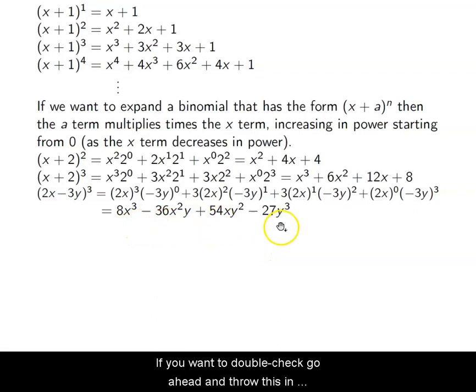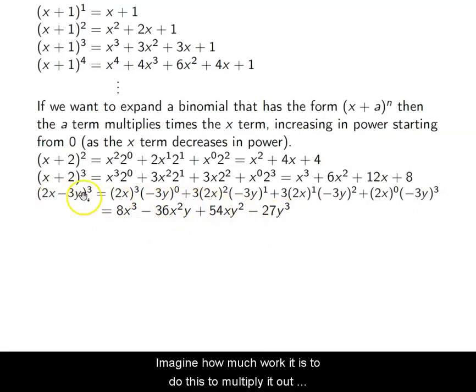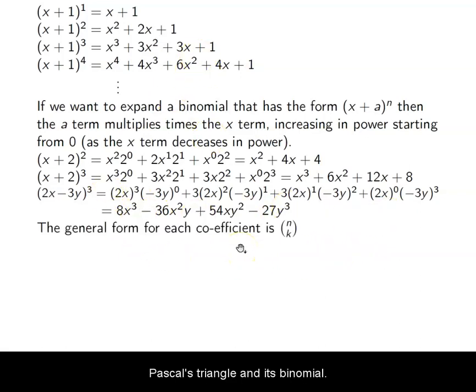And if you want to double check, go ahead and throw this in your calculator or whatever other program you guys generally like to use when you're multiplying these things out when I tell you to do it by hand, and you can verify that this is in fact the expansion of this. And it's a simplified expansion. Imagine how much work it is to multiply it out 3 times and then condense it down. It is much faster to use Pascal's Triangle and this Binomial Theorem.